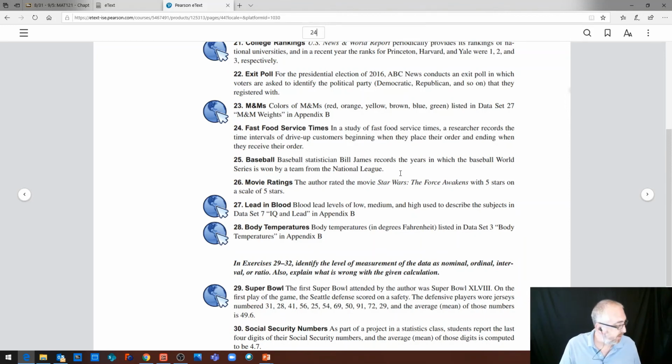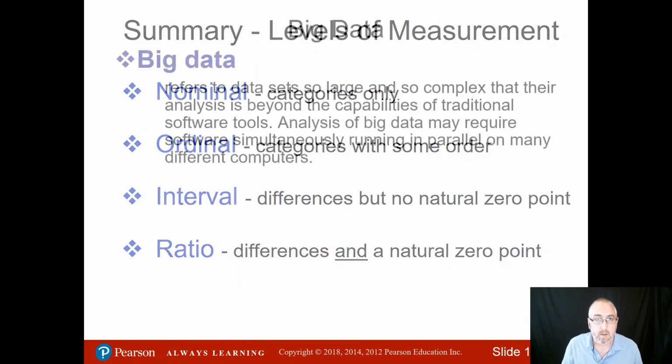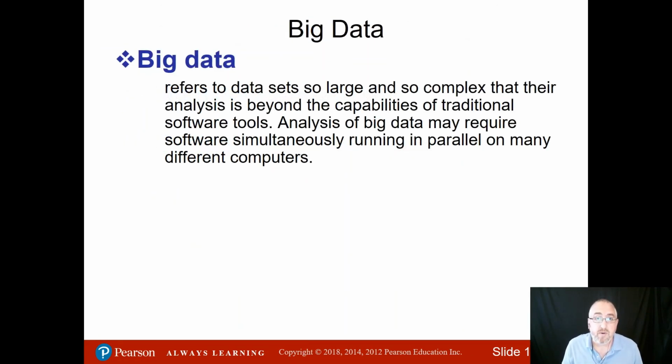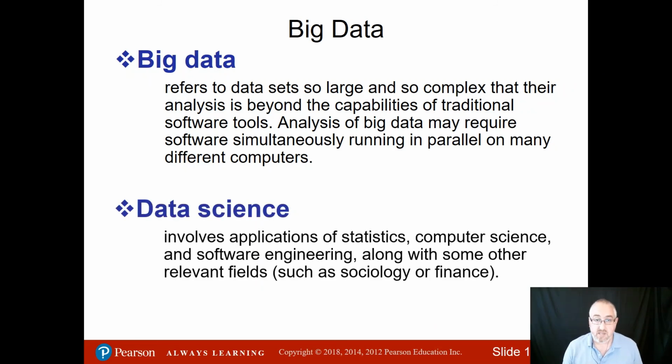So let's take a look at the last few slides here. Big data refers to data sets so large and so complex that their analysis is beyond the capabilities of traditional software tools. Analysis of big data may require software simultaneously running in parallel on many different computers. Data science involves applications of statistics, computer science, and software engineering, along with some other relevant fields such as sociology or finance. So these last few slides are just giving you more statistics talk, for lack of better wording.